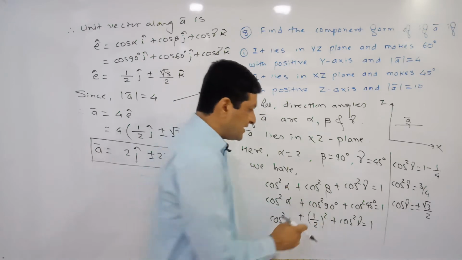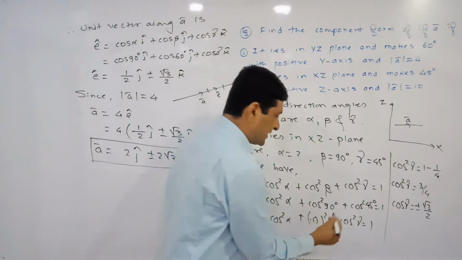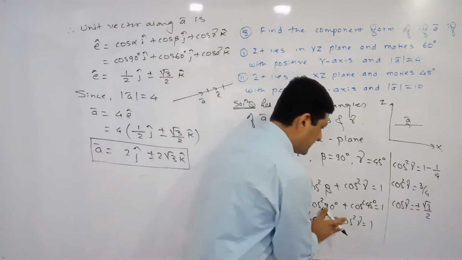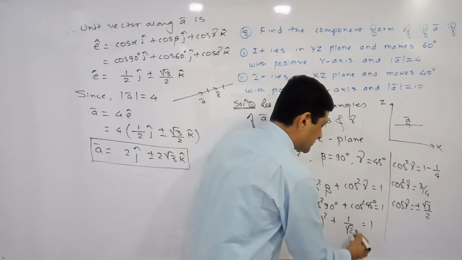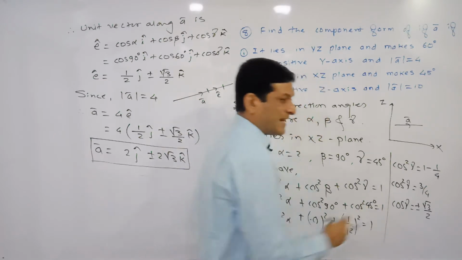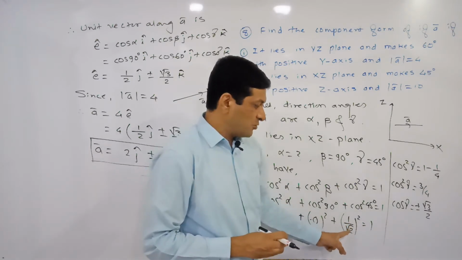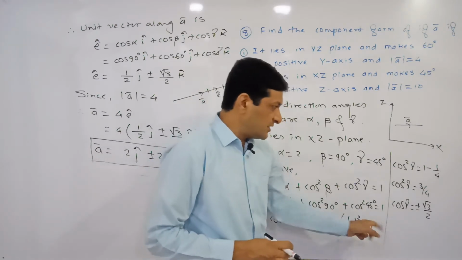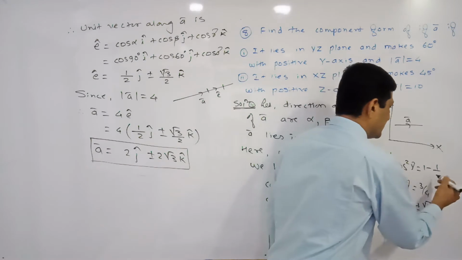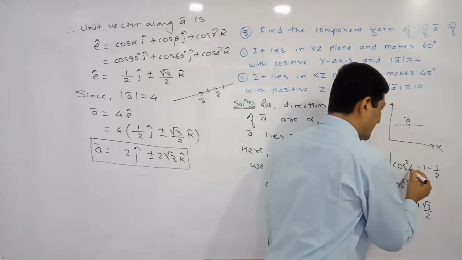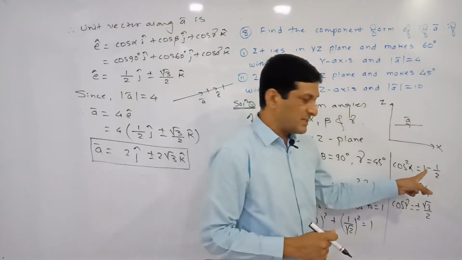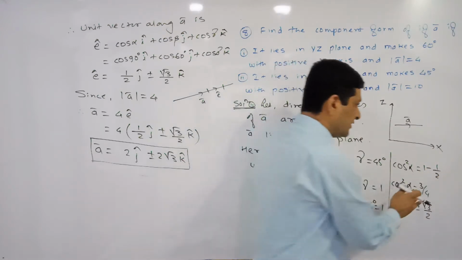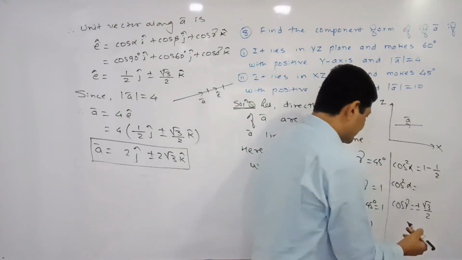Now cos 90 is equal to what? 0. So here we will get 0 square. Cos 45 is equal to 1 by root 2. So substitute its value 1 by root 2, keep the square as it is. What is the square of 1 by root 2? 1 by 2. Plus 1 by 2 on this side will become minus 1 by 2. So here we will get the value of cos square alpha. So cos square alpha will be equal to 1 minus 1 by 2, which is 1 by 2.